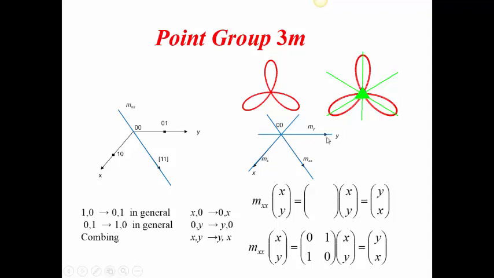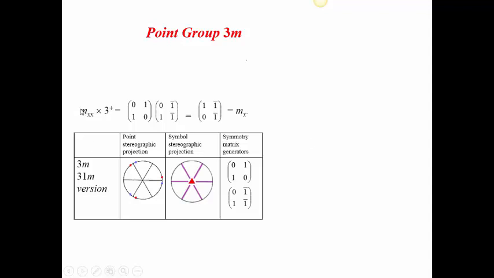Let's look here, before we do that, here's the product, and here is our point stereographic projection, and here is the identity with the threefold, and then if we put in a mirror along the y-axis, we have the red going to the blue, the red going to the blue, and the red going to the blue, and here are our two matrix generators.